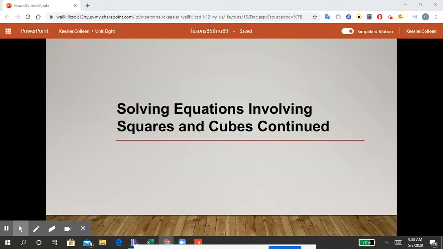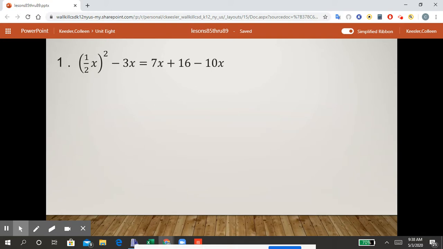Hi Math 8 students, today we're going to continue solving equations involving squares and cubes. So starting with this first one, we have half x all squared minus 3x equals 7x plus 16 minus 10x. So on the left side, I want to get rid of those parentheses.